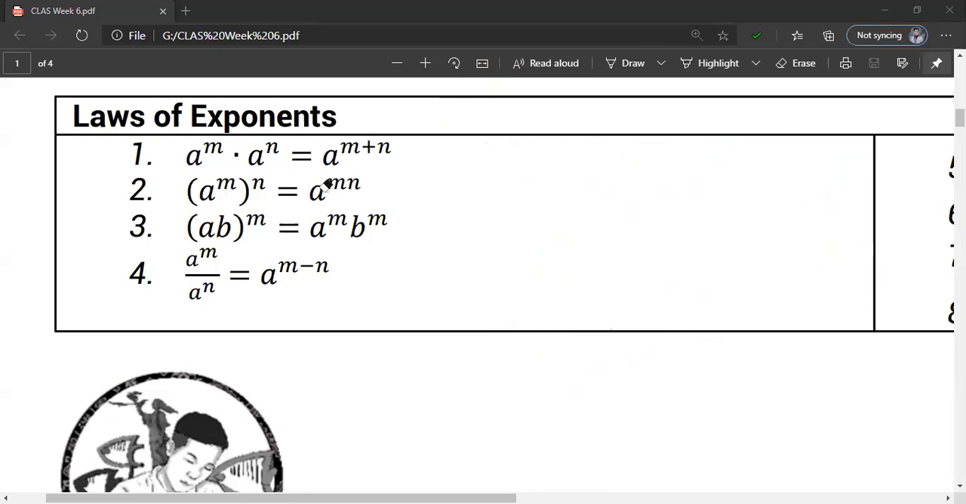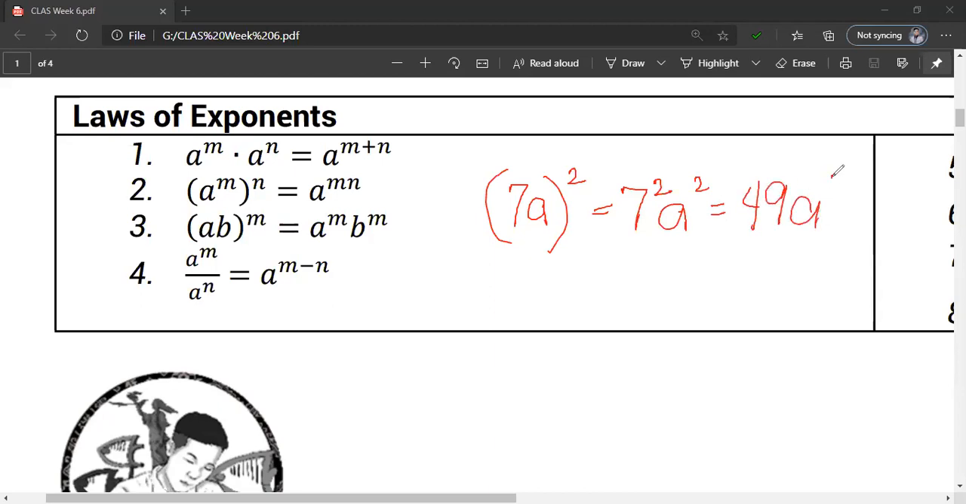Sige, balik tayo sa example number 3. Simply distribute the exponent. So if we have 7a raised to 2, that would become 7 squared a squared. So simplify further since 7 squared can be simplified further. So we have 49a squared. So that would be the answer.